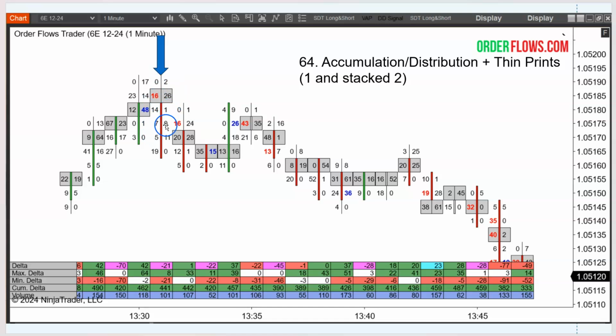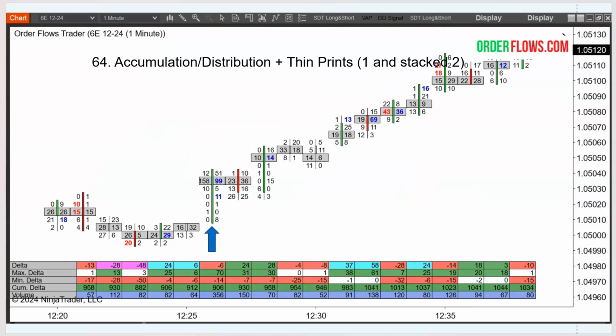Here's your stacked thin prints, 1 and 0. And again, depending on the market that you're trading, maybe you don't want to use the stacked thin print. You just want to have 1 thin print in there, okay? But again, this is a euro currency, which generally is inherently a little bit thinner. So that's why I have 1 and 2. 1 being the volume for the thin print, 2 being 2 in the bar stacked on top of each other. Here's another example.